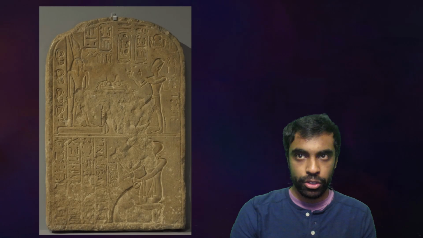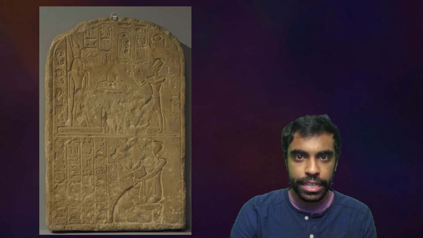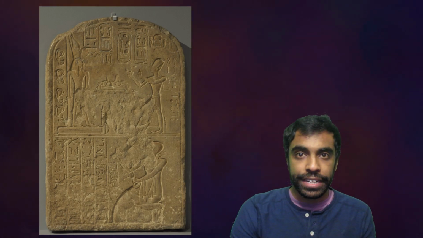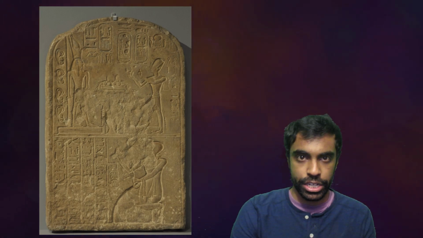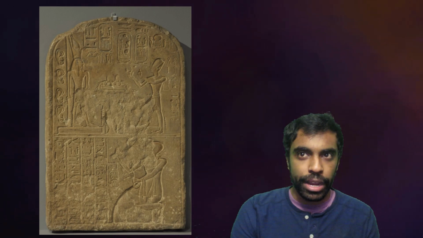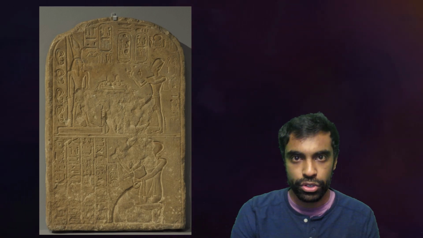What you're looking at here is known as the Stela of Rahotep, which was carved somewhere between 1295 BC and 1188 BC during the 19th dynasty of the New Kingdom of Ancient Egypt. Rahotep was a vizier of Pharaoh Ramses II, aka Ramses the Great. And in a sense, Ramses is depicted twice in the upper portion of this stela.